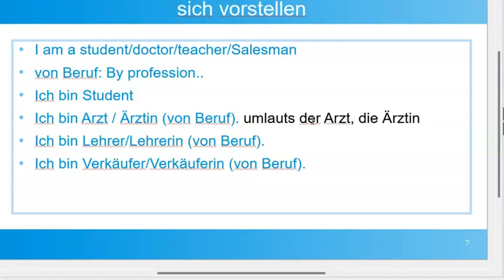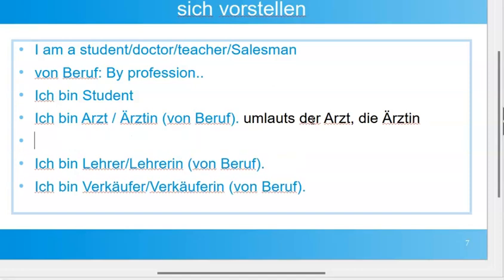Now if you do not have this A umlaut on your keyboard, this A umlaut is actually a combination of A and E. Now in general we have two more umlauts. One is U umlaut, which is U and E, and we have here O umlaut, which is O and E. So these are the equivalent of umlauts on your English keyboard.